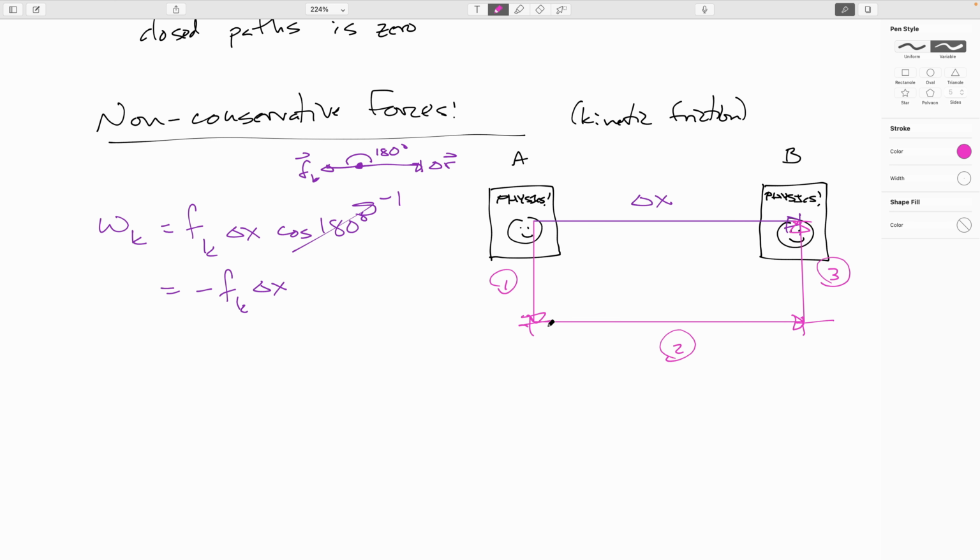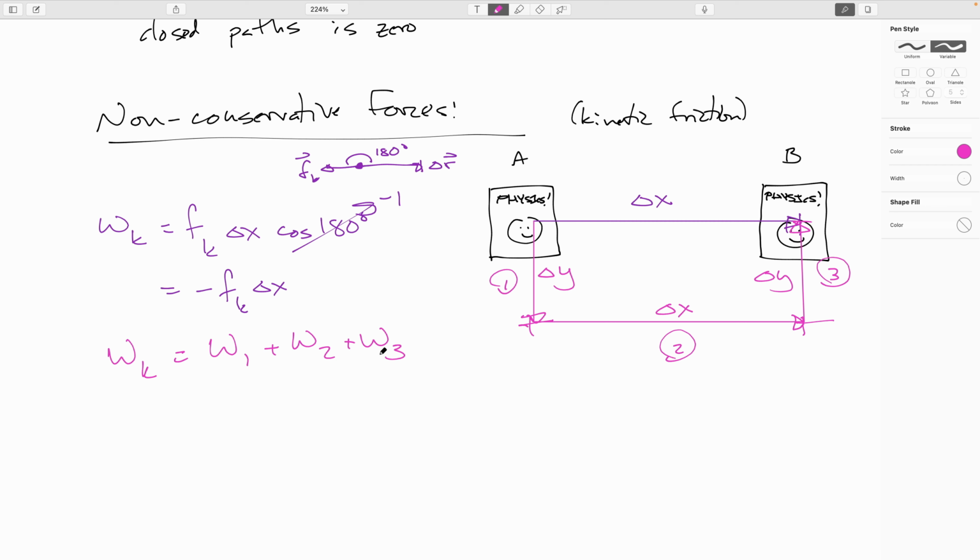Well, the length of segment 2 of the path is the same delta x. Now we'll say that the distance traveled along step 1 and step 3 are both delta y. All right. So along the pink path, the work done by kinetic friction would be the work done along leg 1, plus the work done along leg 2, plus the work done along leg 3.